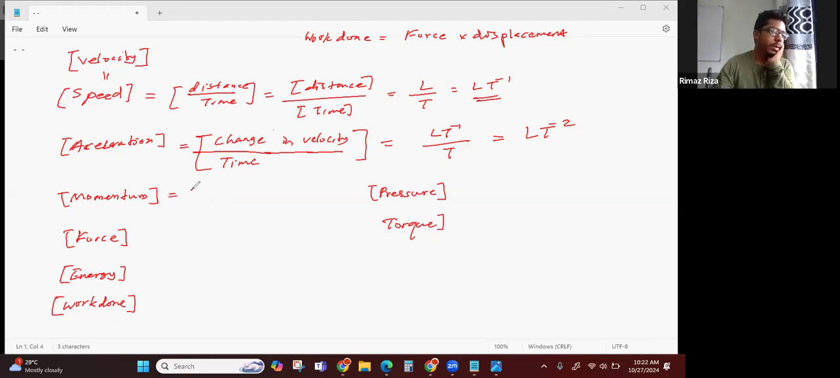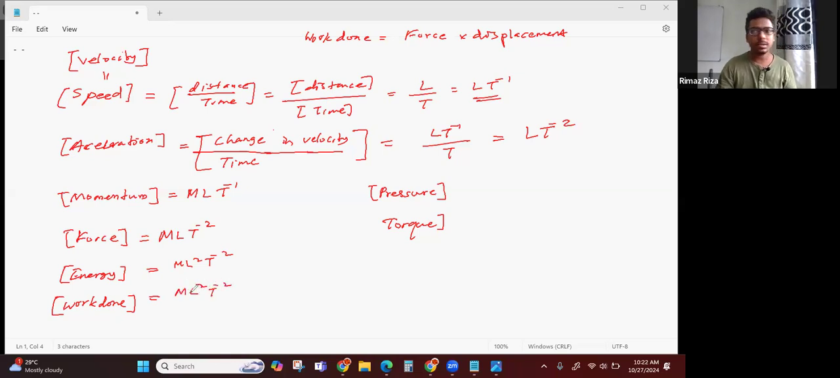So the momentum dimension, if we got it correct, is M L T minus 1. Force is M L T minus 2. Energy is M L squared T minus 2. Work done is M L squared T minus 2. Work done and energy are the same thing. Therefore, they have the same dimensions.